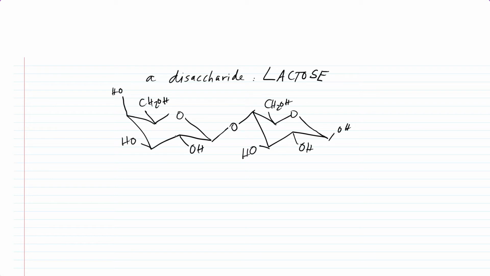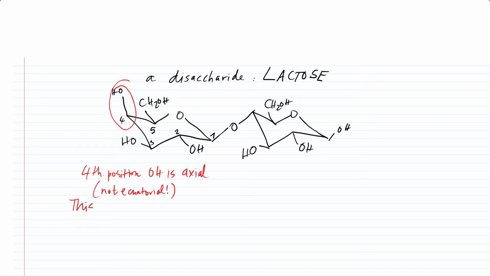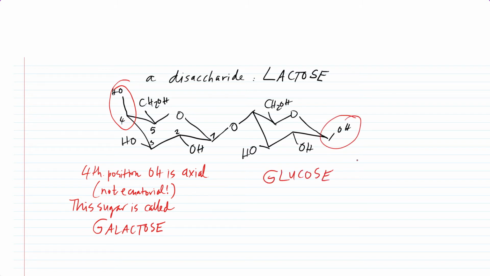Galactose differs from glucose in the stereochemistry of carbon 4, which is the axial position for galactose and the equatorial position for glucose. Glucose and galactose are therefore stereoisomers.